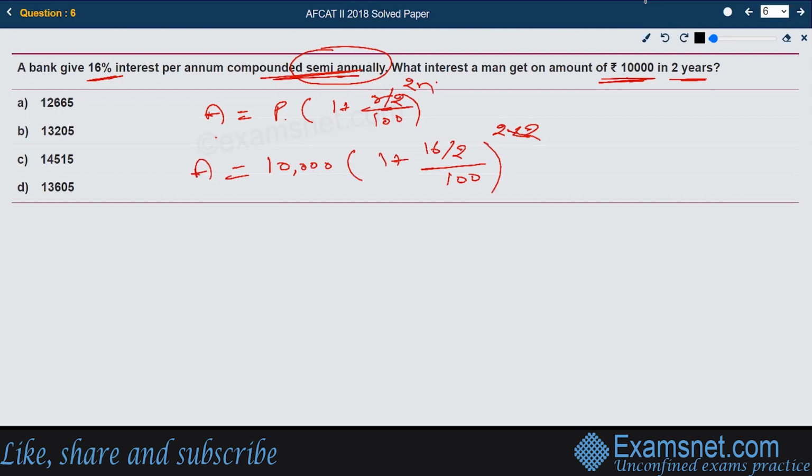Okay, let us try to solve further. How much is this giving us? 10,000, and 16 by 2 is 8. 8 by 100, if you do this, is going to be 2 by 25. And if we further solve this, it will give us 27 by 25 whole square, whole to the power 4 rather, because 2 square is 4. And if you further try to solve this, it is going to be 10,000 and 27 square.